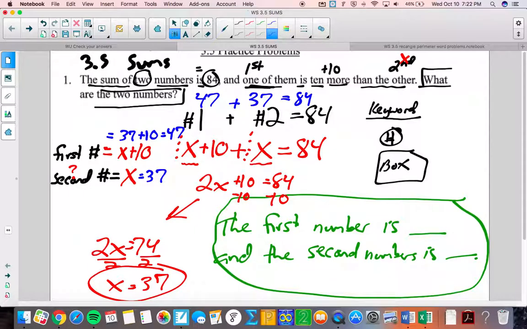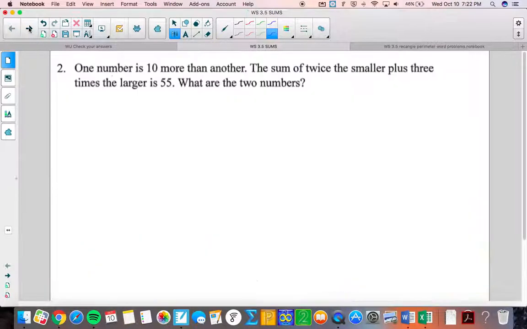The other requirement was that the one number needed to be 10 more than the other one. And isn't that the case for 47 and 37? So these are the only two numbers that satisfy this requirement. I've found the answer, and I can answer that the two numbers are 47 and 37. Bada bing, bada boom.